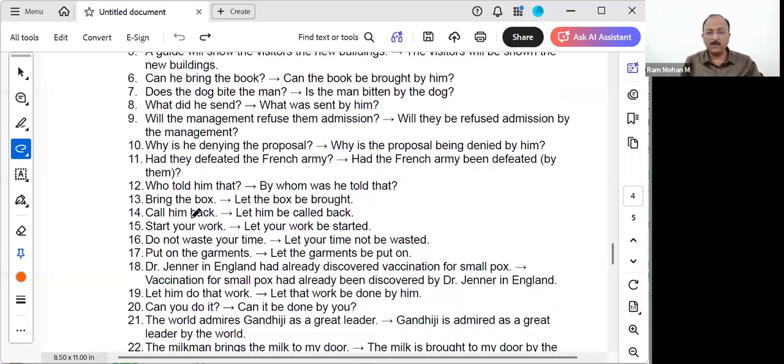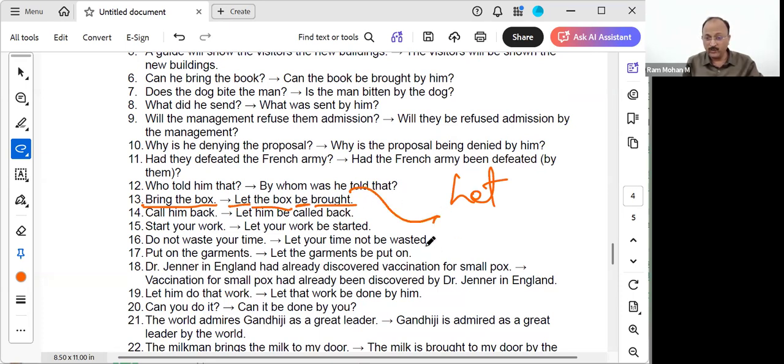Let's see some imperative sentences where we order or request things. Correct? No? Bring the box. Always the imperative sentences will start with let. Okay? Bring the box. I'm ordering you. So what will we say? Let. The object is the box, so it will become the subject. The box will get added by be brought. Let the box be brought.